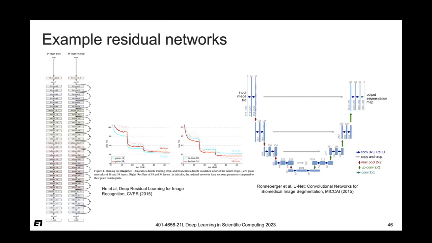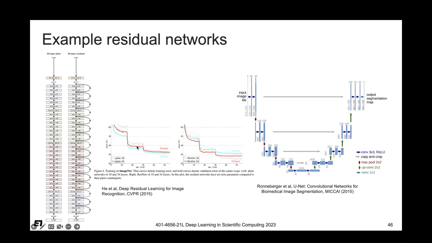So here are some examples of ResNet architectures. On the left is the original ResNet paper. They compared, and you can see you can start training networks which have tens, hundreds of layers. Generally the trend is to go to deeper and deeper neural networks.